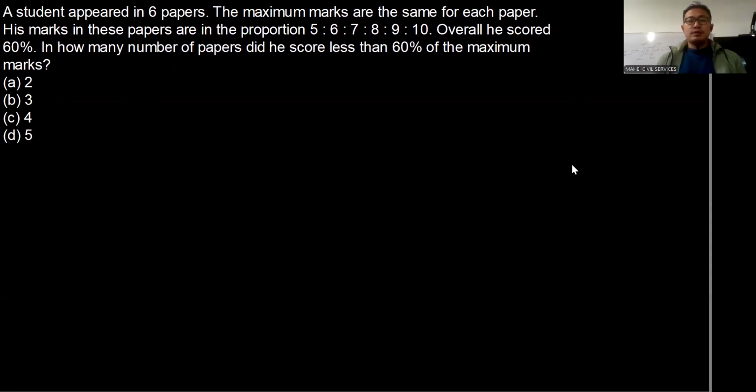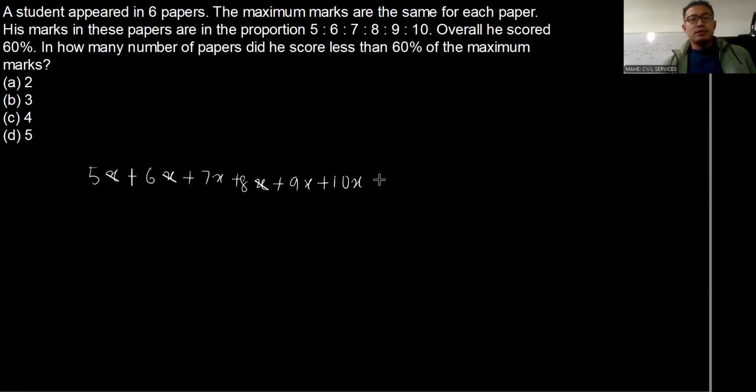Let's say the total marks for each paper is 100. So the marks are 5x plus 6x plus 7x plus 8x plus 9x plus 10x is equal to 60 by 100 of 600.